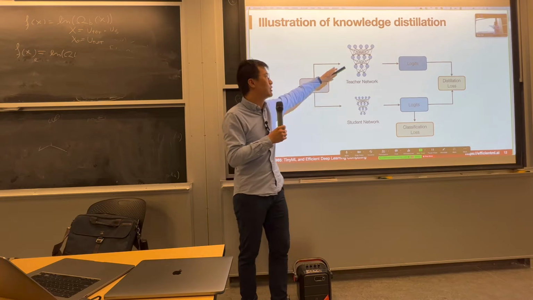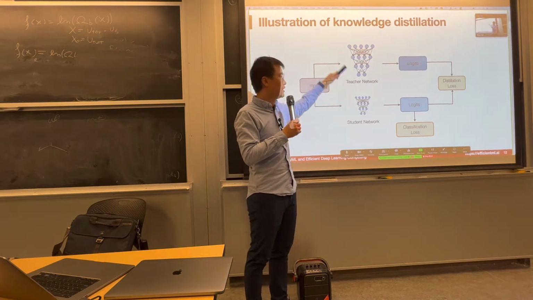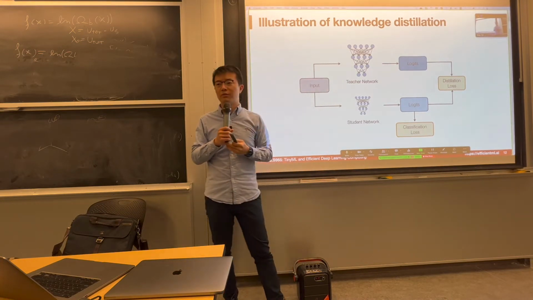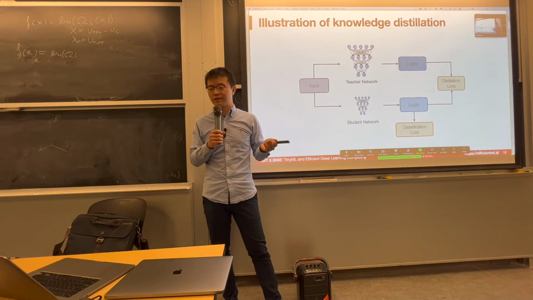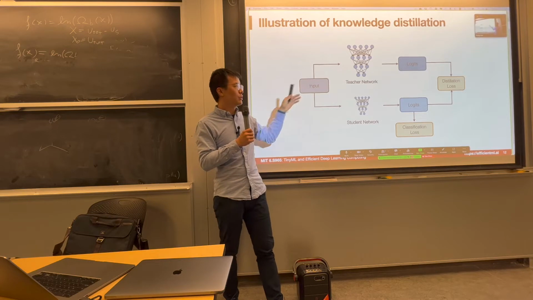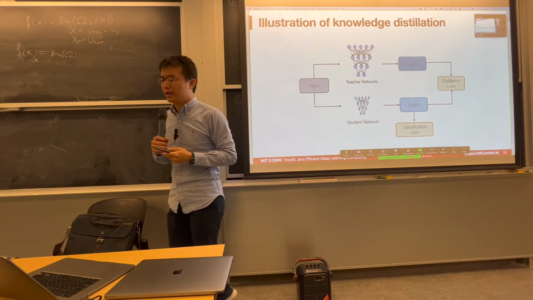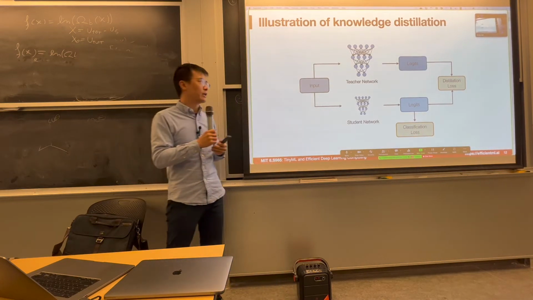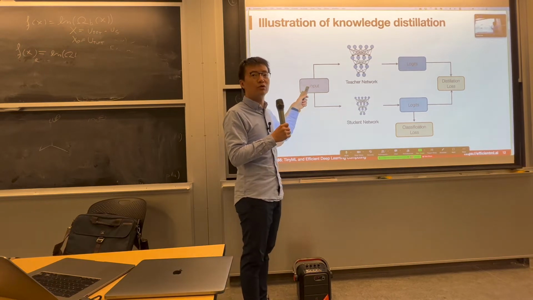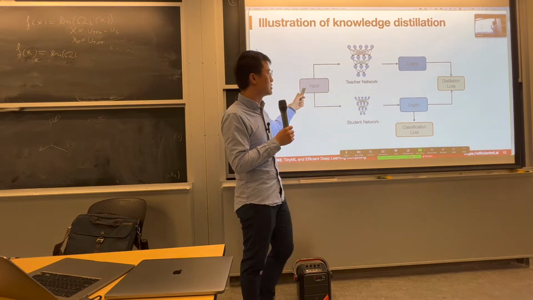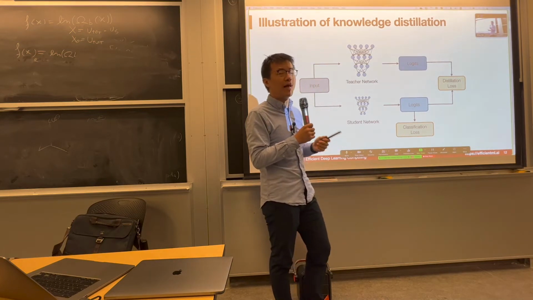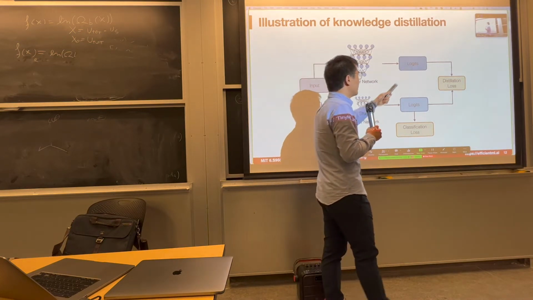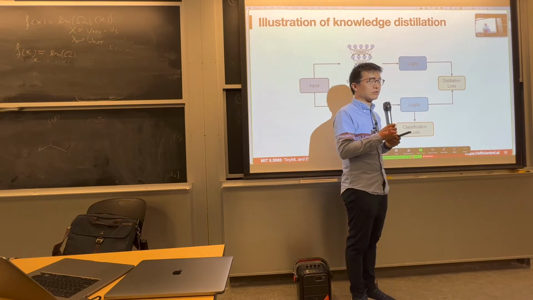This could be a large model you train on the cloud, and this could be a smaller model you want to deploy on a microcontroller, a Raspberry Pi, or an embedded device. Here is the basic idea of knowledge distillation. We have an input. It could be an image, natural language, or speech. We pass it through both the teacher network and the student network, and then we get the prediction logits.